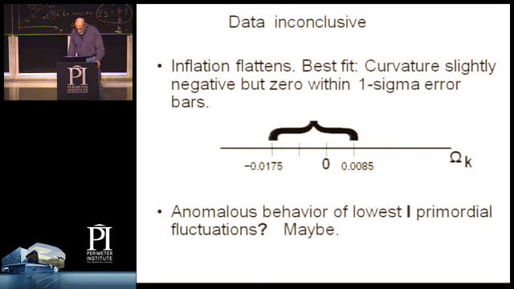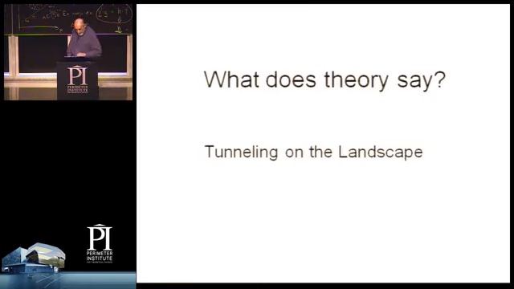The anomalous behavior of low L primordial fluctuations may be another hint. Of course, it may just be an artifact and of no special interest. And I'll come to that. I'll come to what that means. But the question is, what does theory say? In particular, what does theory say about which of the three cosmologies is the right cosmology?